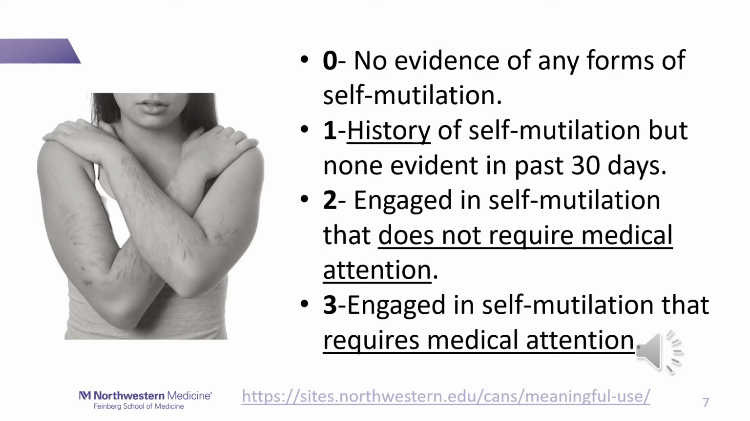Self-mutilation ratings include 0, no evidence of any forms of self-mutilation, 1, history of self-mutilation, but none evident in the past 30 days, 2, engaged in self-mutilation that does not require medical attention, and 3, engaged in self-mutilation that requires medical attention. Note that 1 is a history including any event older than 30 days. Anything within the past 30 days is rated a 2 or 3, depending if the youth required medical attention due to the incident.